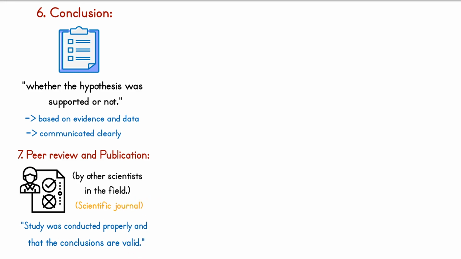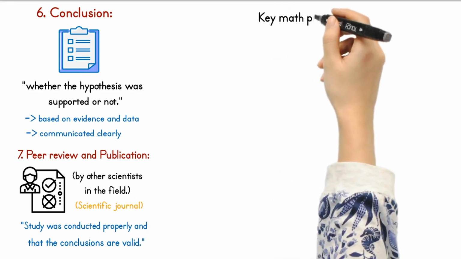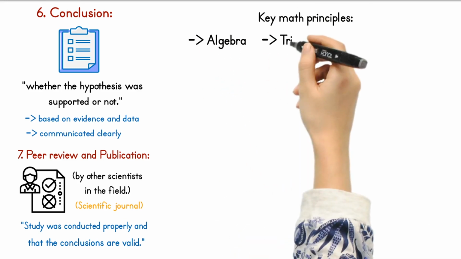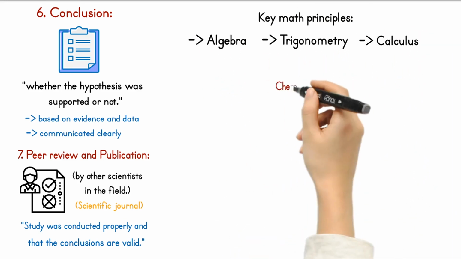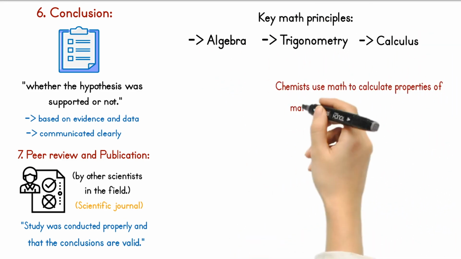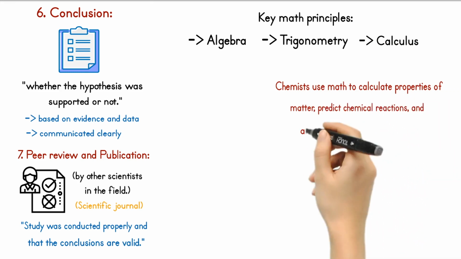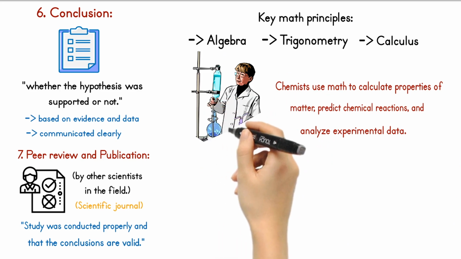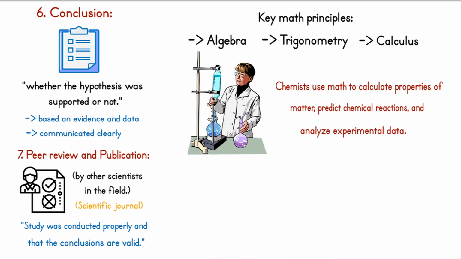In addition to the scientific method, key math principles are also necessary to solve problems in chemistry. These principles include algebra, trigonometry, and calculus. Chemists use math to calculate properties of matter, predict chemical reactions, and analyze experimental data. It is important for students of chemistry to have a strong foundation in math, as it will be essential for success in the course.